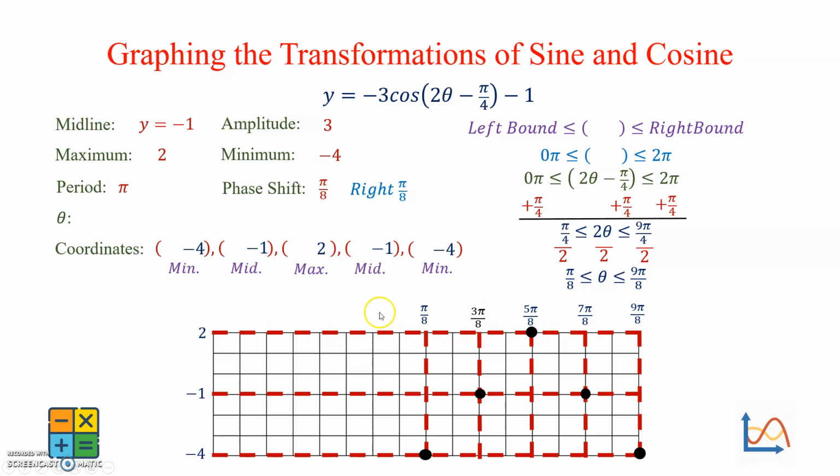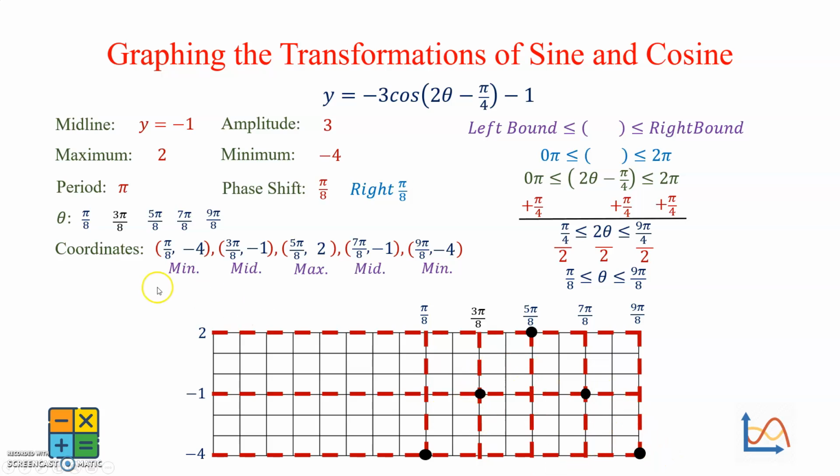So now we can just substitute those thetas. Our thetas are pi over 8, 3 pi over 8, 5 pi over 8, 7 pi over 8, and 9 pi over 8. Simply place those as our x coordinates. So there's our minimum. It's located at pi over 8. There's our mid. It's located at 3 pi over 8. There's our max, 5 pi over 8. The mid back at 7 pi over 8, and the minimum at 9 pi over 8.